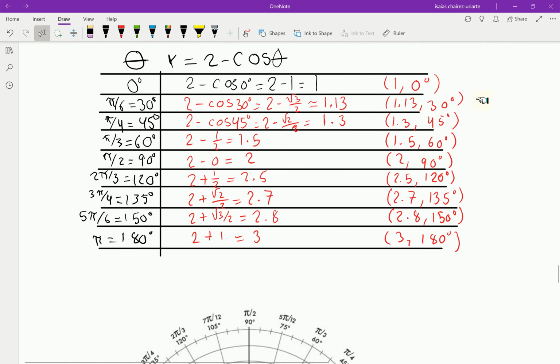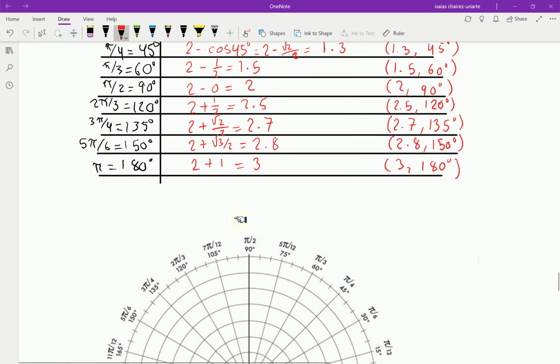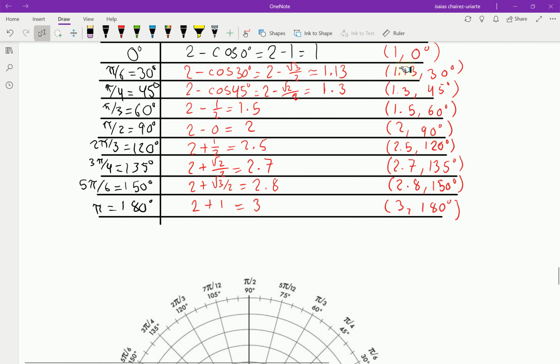Now let me plot the point 1.13, 30 degrees. All right, so I have to go from the pole to 1.13. I'm thinking that this is 1 and this is 2 right here. So the first concentric circle is 1, the second is 2. So 1.13 is kind of close here. And then I have to go 30 degrees. All right, so that should put me, I'll try to sketch it as best as I can, somewhere around there. Yeah, a little bit, it's at 30 degrees. So I have plotted this point right here, 1.13, 30 degrees.